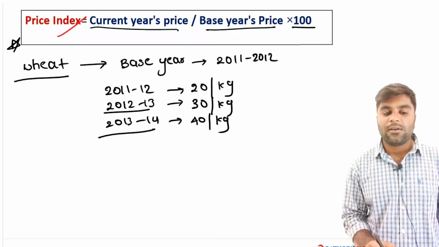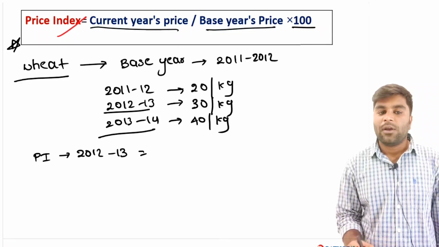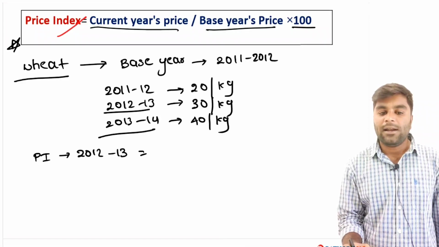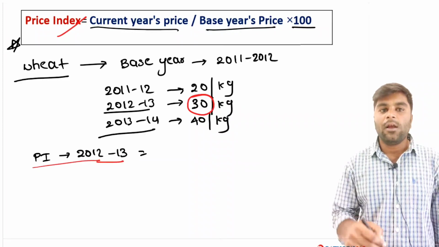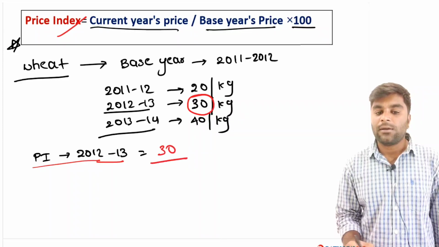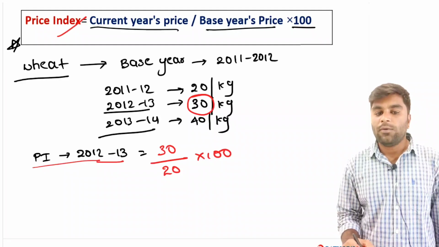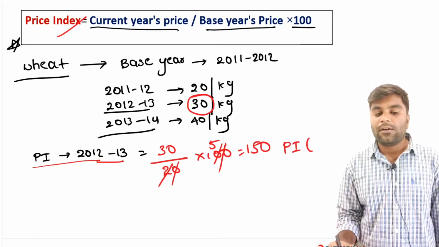So what does the formula say? The price index of 2012-13 is the current year's price by the base year's price into 100. What is the current year's price here? The current year's price is 30. Right? We are calculating the price index of 2012-13, so it becomes our current year. So 30 by the base year's price, 20, into 100. So what do we get here? 150. So the price index of the year 2012-13 is 150.